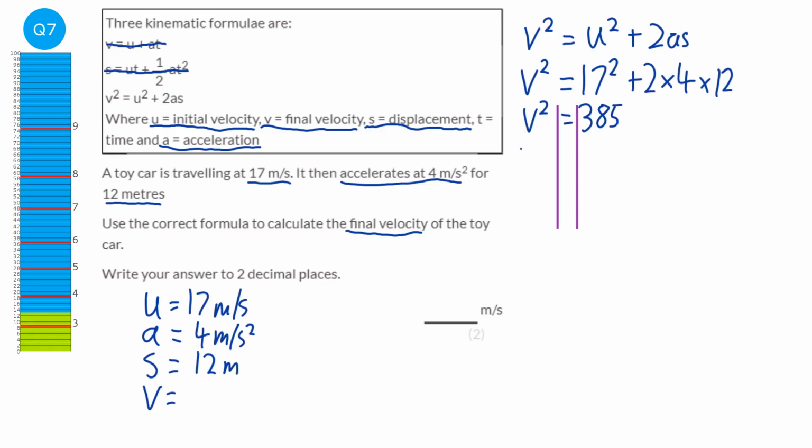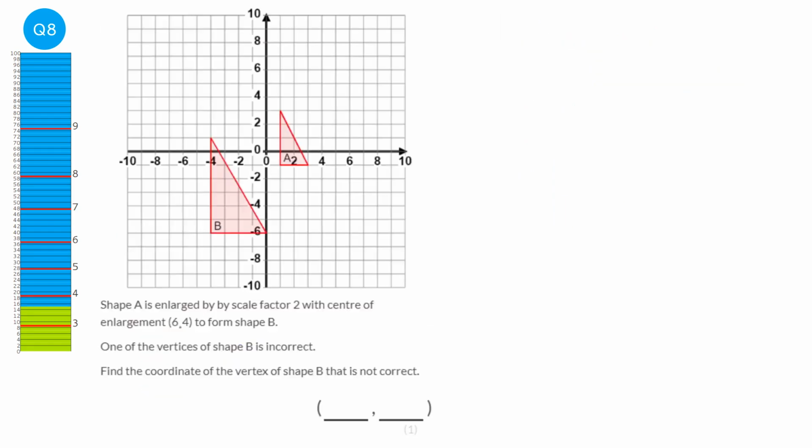And we're going to square root both sides to get rid of that squared. So we get v equals the square root of 385, which is 19.621, etc. And it wants it to 2 decimal places, so we're going to write down 19.62 meters per second.